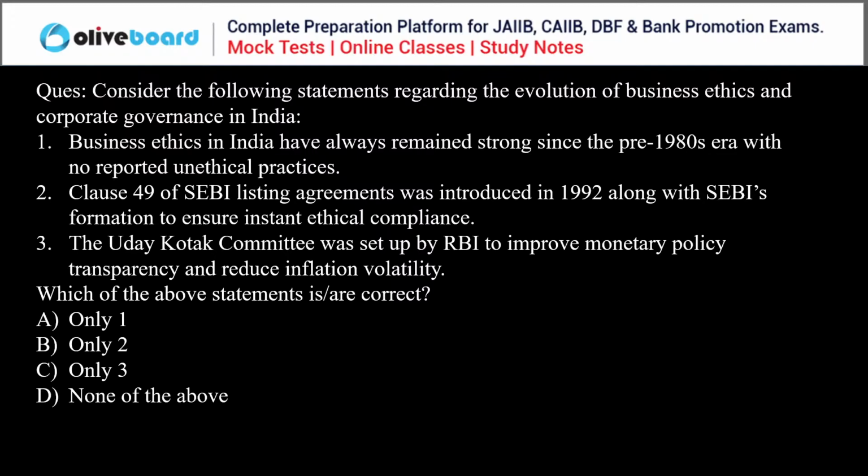Okay. Next, consider the following statements regarding the evolution of business ethics and corporate governance in India. One, business ethics in India have remained strong since the pre-1980s era with no reported unethical practice. Two, Clause 49 of the SEBI listing agreement was introduced in 1992 along with SEBI's formation to ensure instant ethical compliance. Three, the Uday Kotak Committee was set up by RBI to improve monetary policy transparency and reduce inflation volatility. Which of the above statements is or are correct? Only one, only two, only three, or none of the above?